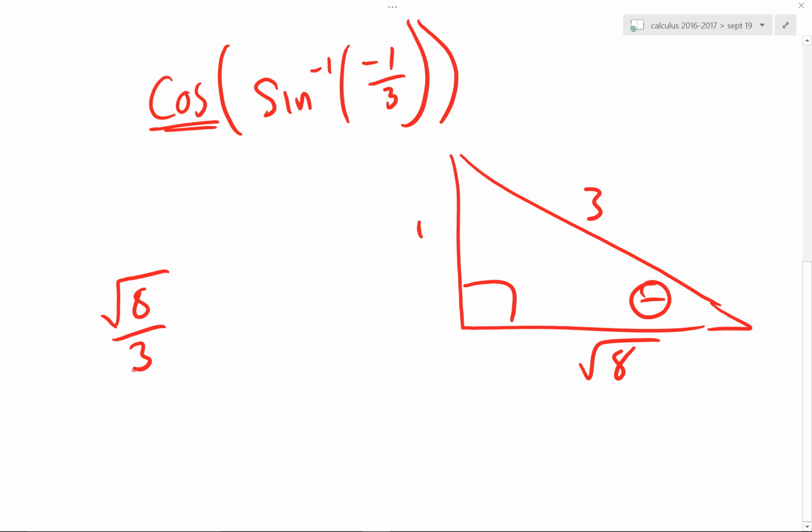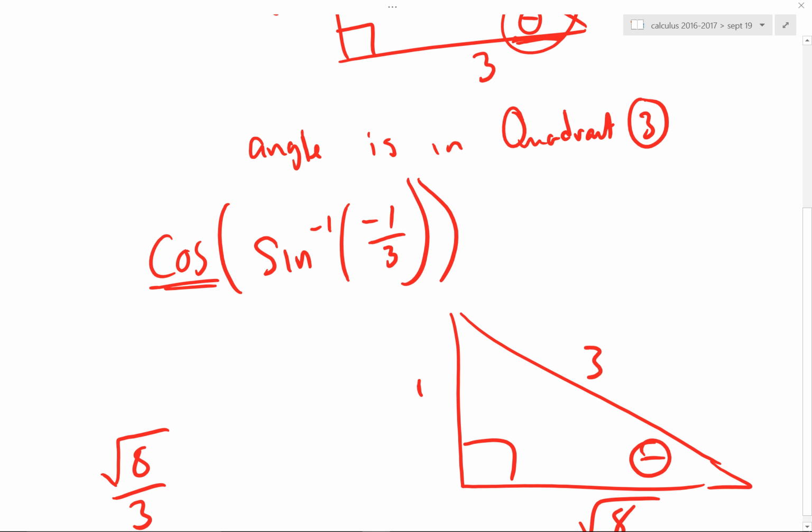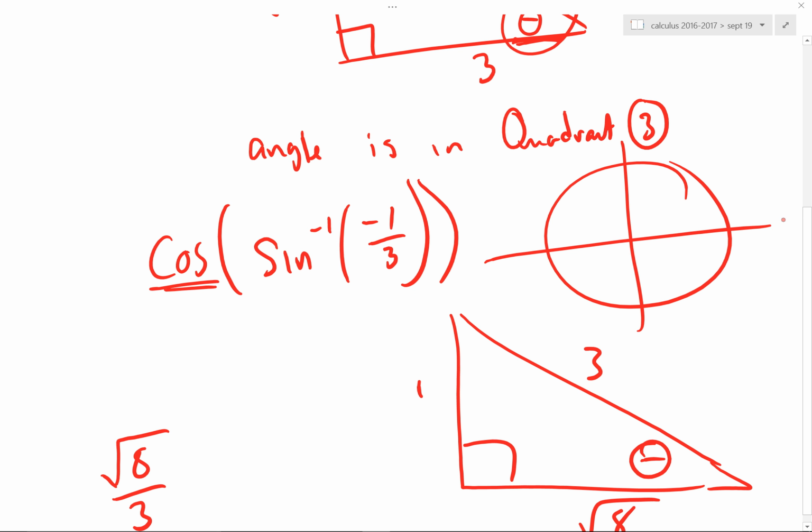Positive or negative? Quadrant 3. So we're in quadrant 3. So where will that put us? Quadrant 3 is going to put us over in this quadrant, yes? So the cosine will be negative. Okay, so just be aware of that. Just know that going in.